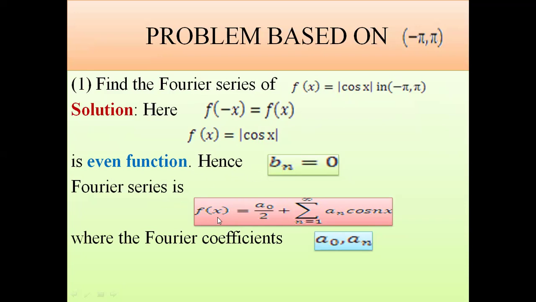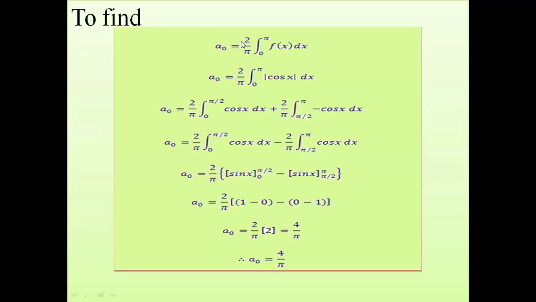The Fourier series is f of x equal to a naught by 2 plus summation n is equal to 1 to infinity a n cos nx, with Fourier coefficients a naught and a n. Now we find a naught. a naught is equal to 2 by pi integral 0 to pi f of x dx, where f of x is the given function mod of cos x.